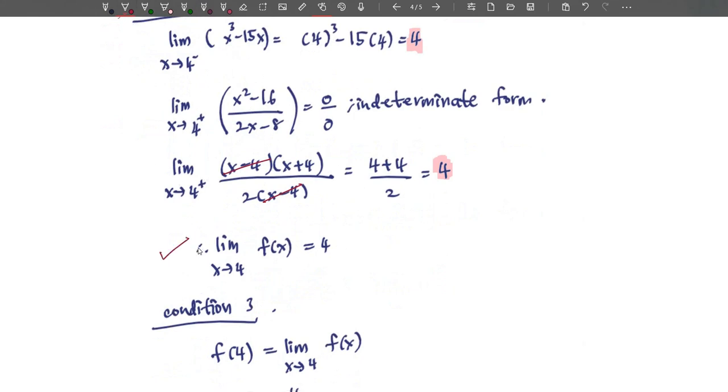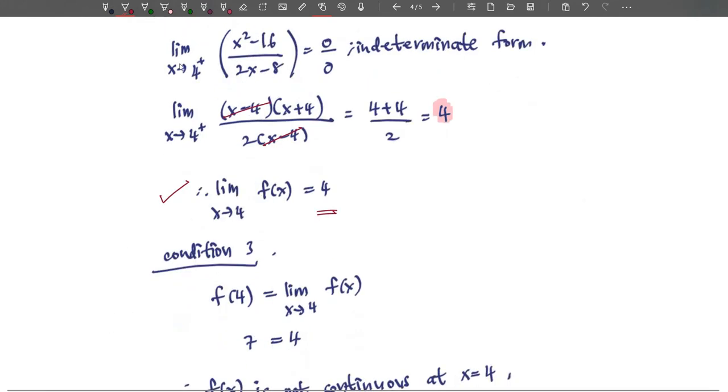This is compulsory. Since the limit from left is equal to the limit from right, please write the conclusion like this: the limit of f(x) when x approaches 4 is equal to 4. This is compulsory. And then since the function at x equal to 4 is defined, the limit when x approaches 4 exists.